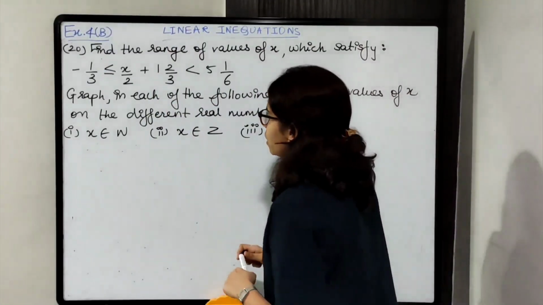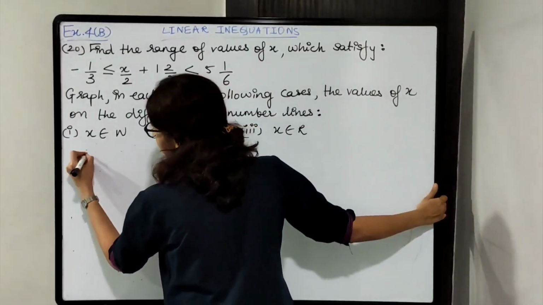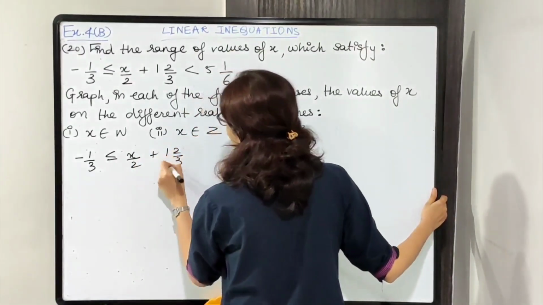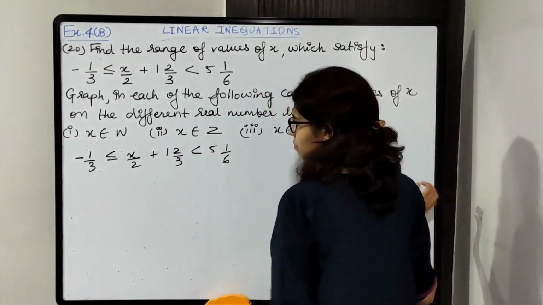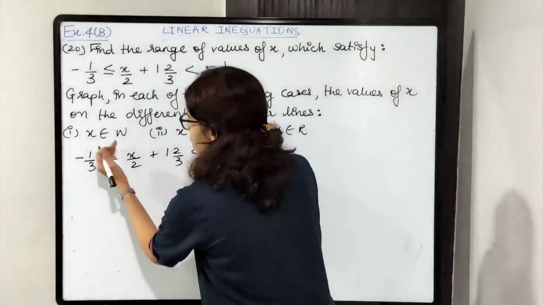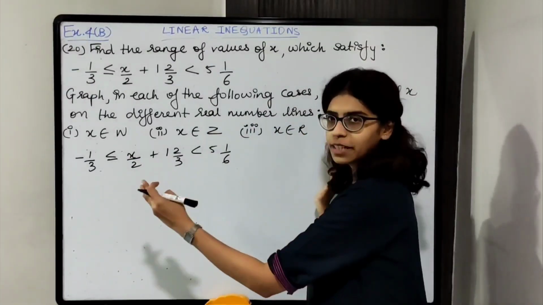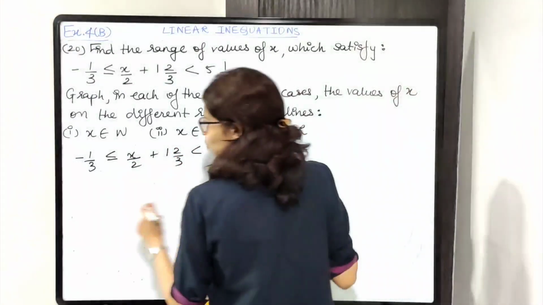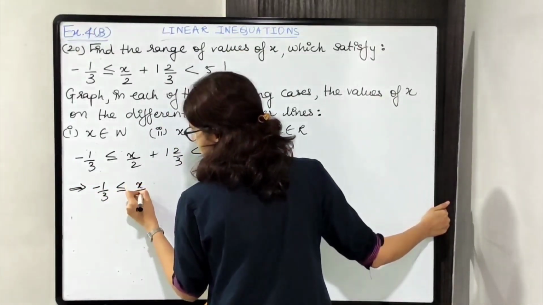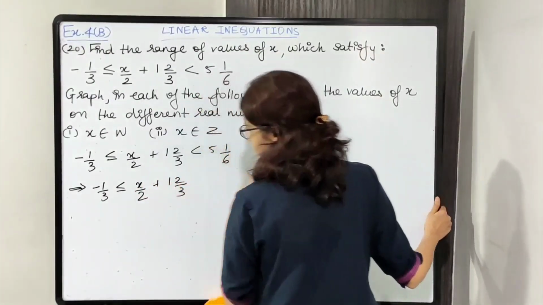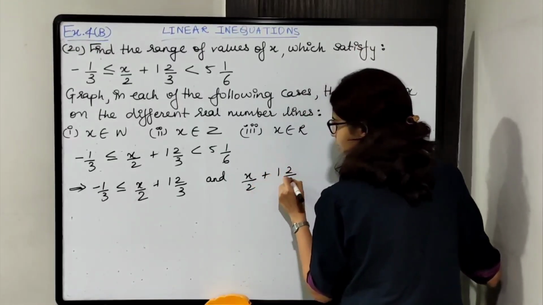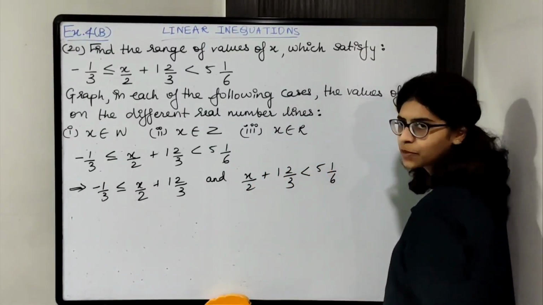So let's write down the inequality. Minus 1 by 3 is less than or equal to x by 2 plus 1 2 by 3 less than 5 1 by 6. There are two inequality signs, so what we will do? First part and second part. We'll split it and then again combine. Minus 1 by 3 is less than or equal to x by 2 plus 1 2 by 3 and x by 2 plus 1 2 by 3 is less than 5 1 by 6.